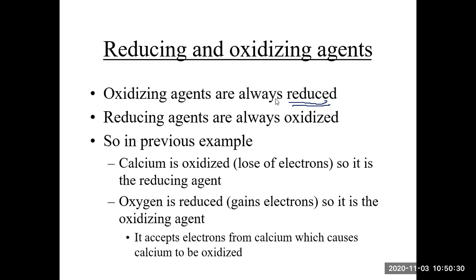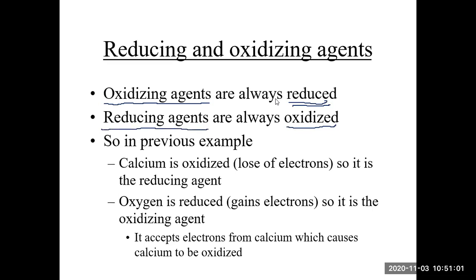And in order for it to gain electrons, something has to lose electrons. So it causes something else to lose electrons, and that is why it is known as the oxidizing agent. Vice versa as well, the reducing agent is the substance that gets oxidized. And what that means is if it gets oxidized, it will lose electrons, which means somebody will gain electrons and go through reduction. So it is known as the reducing agent.